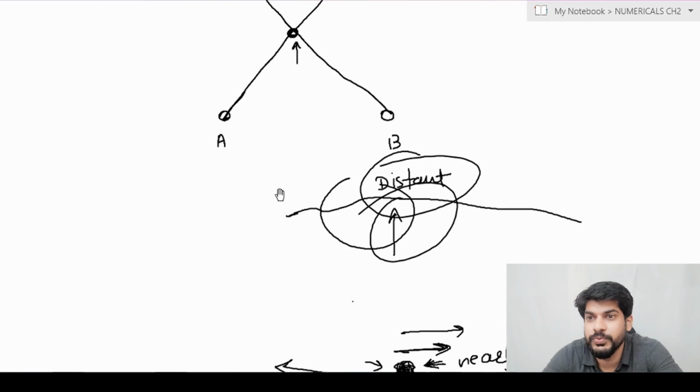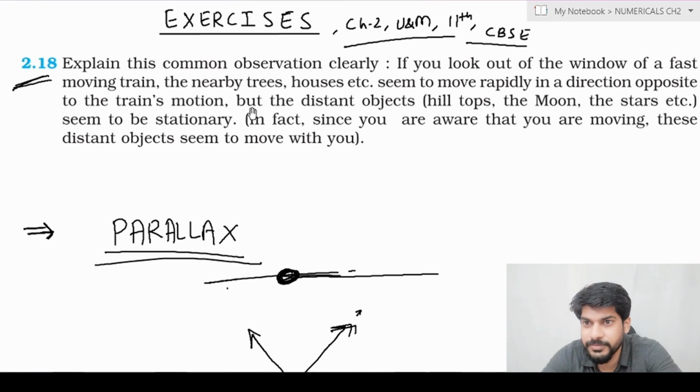So these are the common observations. I hope this is clear. This is all about parallax, nothing else, and one more concept, that is relative velocity. I hope this is clear. This is the simplest question. So we will stop over here and see the next question in the next video.